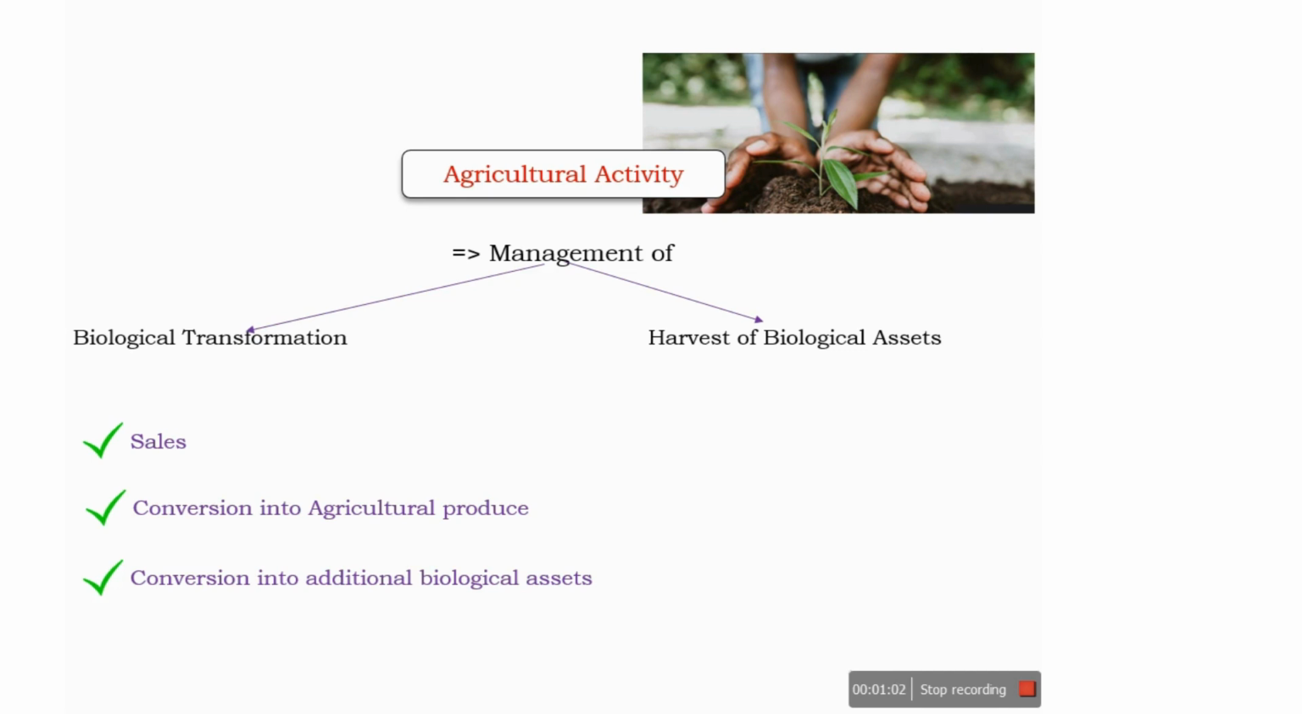But rearing of fishes or honeybee keeping will be classified as an agricultural activity because it involves management of biological transformation. Hence, we need to take care when we decide whether an activity is agricultural activity or not, that there should be involvement of management of transformation or harvest of biological assets.